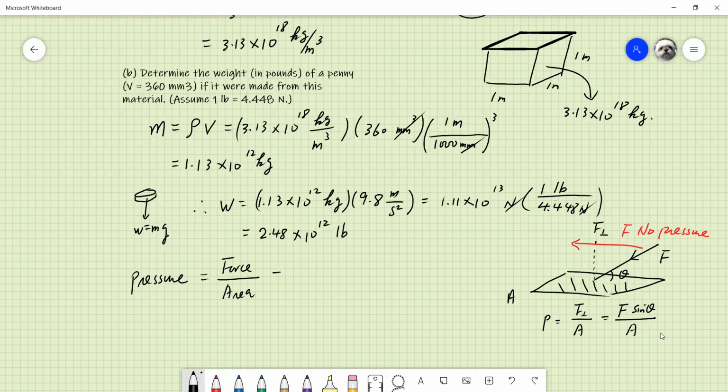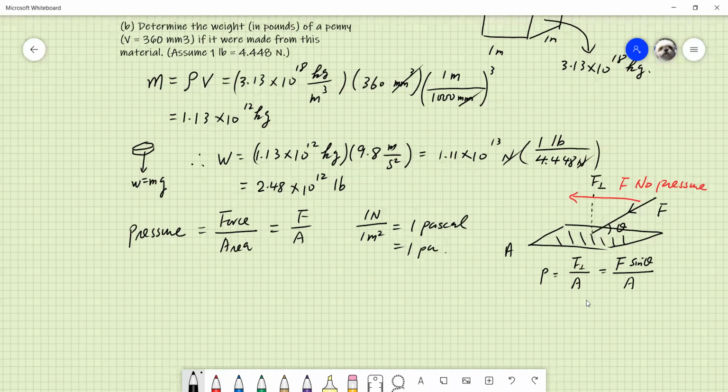Now, therefore, I can write that as F over A, right? The unit for the pressure will be 1 Newton per 1 meter squared. So we call that 1 Pascal, or 1 Pa. Good?